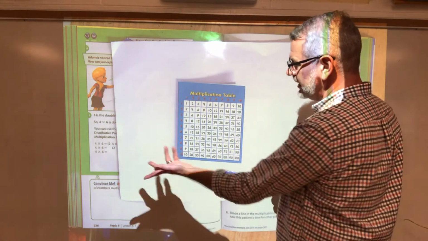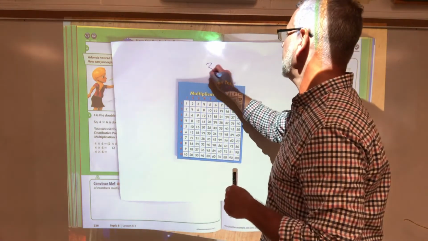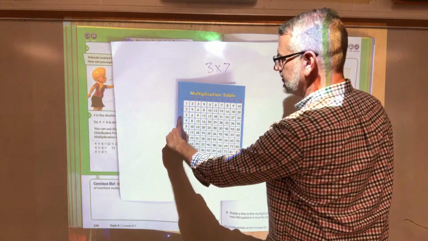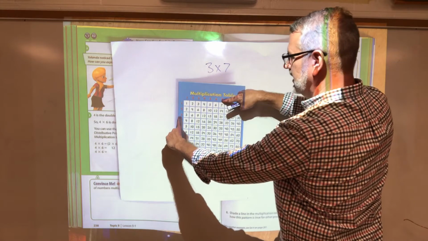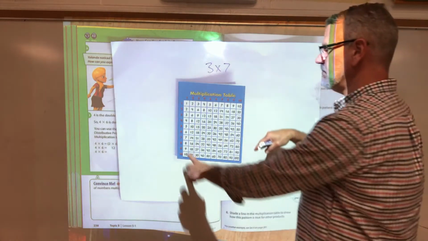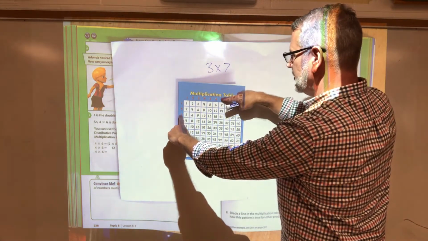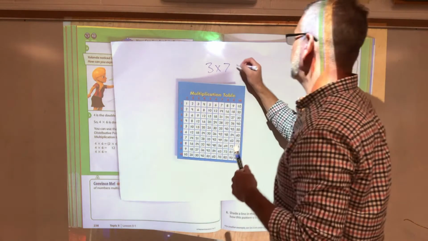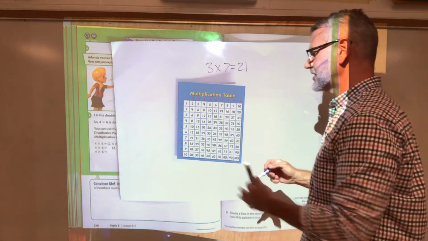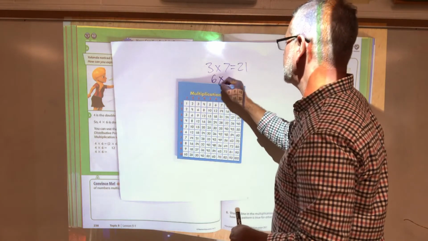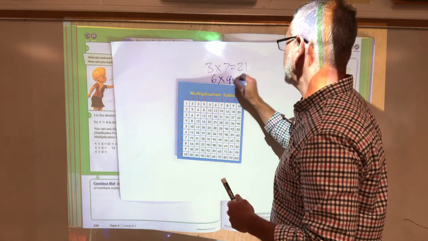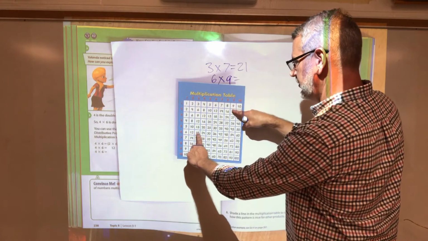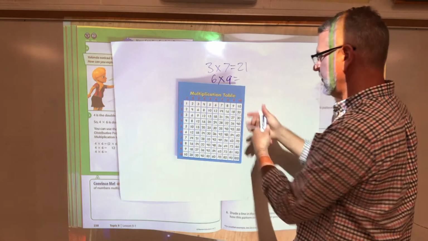You can find a number here. Let's say you want to do 3 times 7. Well, you'll find 3 on the side and 7 on the top. And kind of like the game Battleship, if you've ever played Battleship, you take your 3 and your 7 and you go across to where they meet. And wherever they meet, that's your answer, 21. Another example, let's do 6 times 9. So we go to 6, and we go to 9, and we go across and down until they hit at 54.